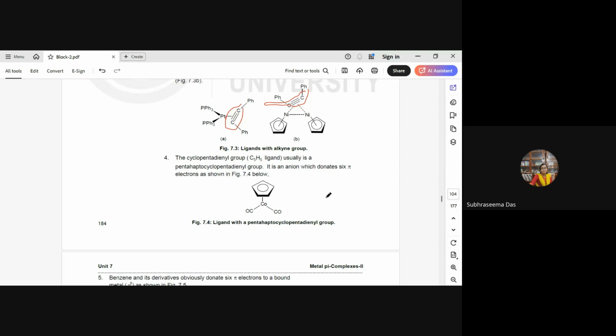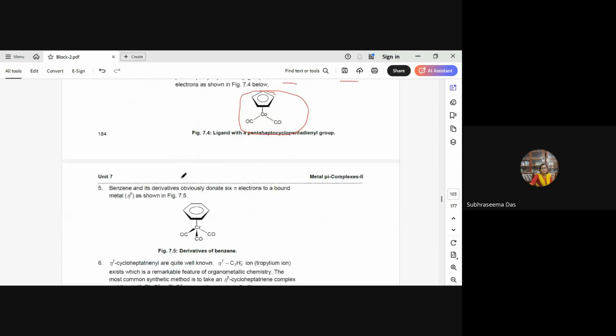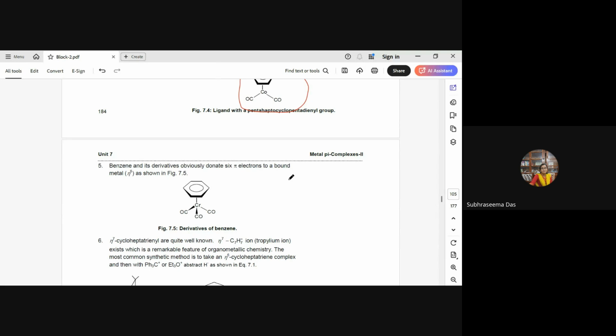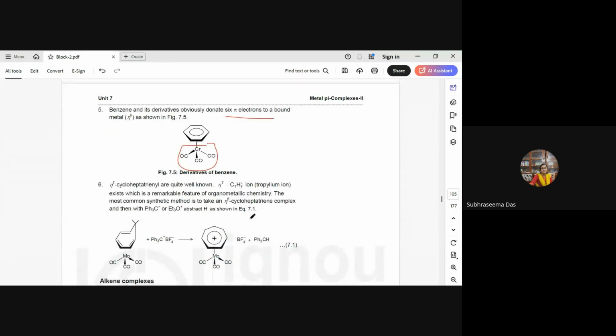The fourth is the cyclopentadienyl group, that is the C5H5 ligand, and it is always eta 5, that means it is pentahapto. The cyclopentadienyl is an anion and it donates 6 pi electrons. Here is an example of a cobalt complex which contains the pentahapto Cp, the cyclopentadienyl group. Then the fifth class is benzene and its derivatives. Benzene donates 6 pi electrons to a metal in the form of eta 6, that is hexahapto. Here an example with chromium has been shown, which is a derivative of benzene.